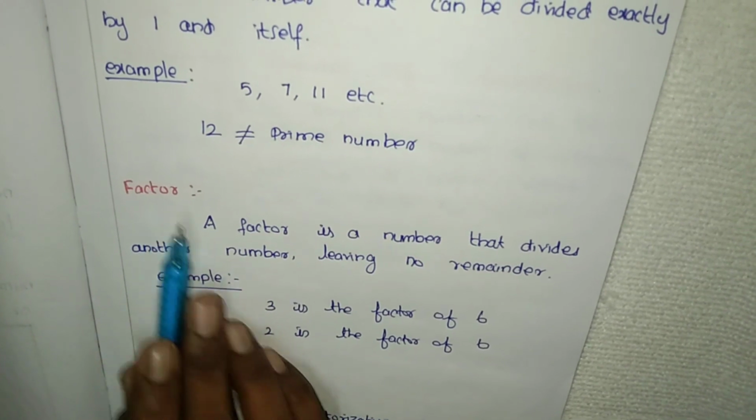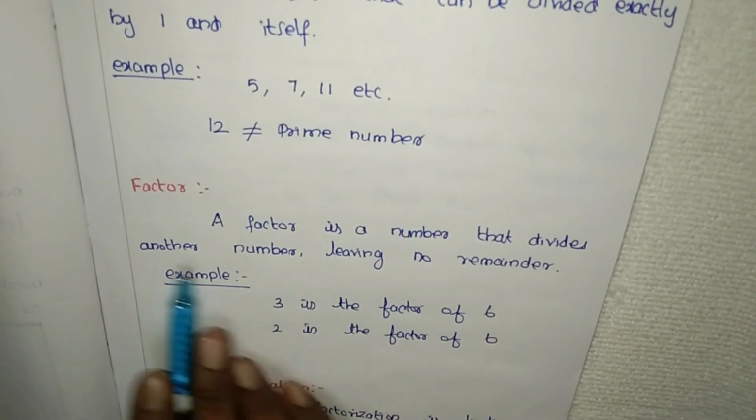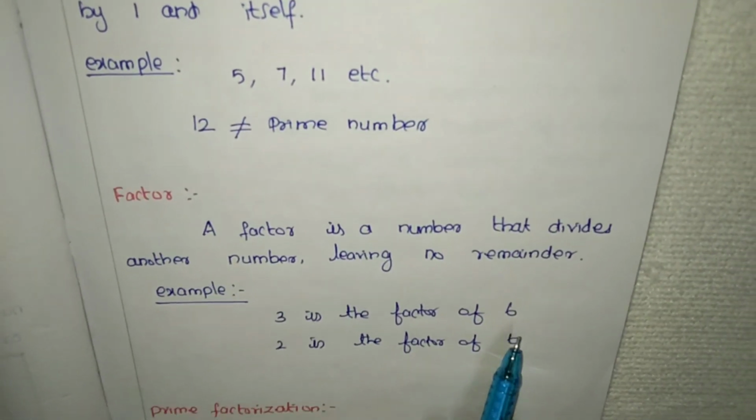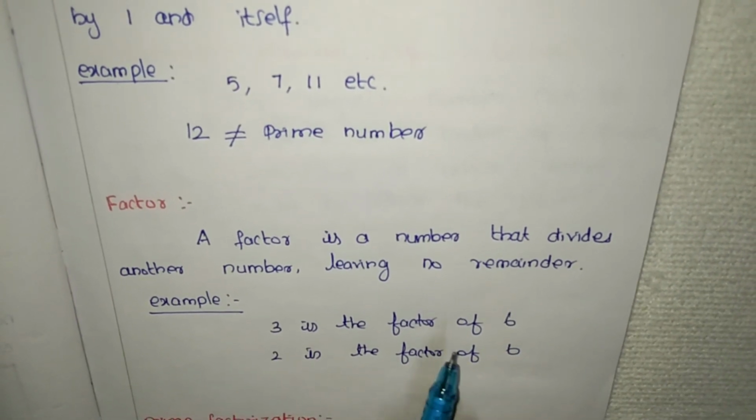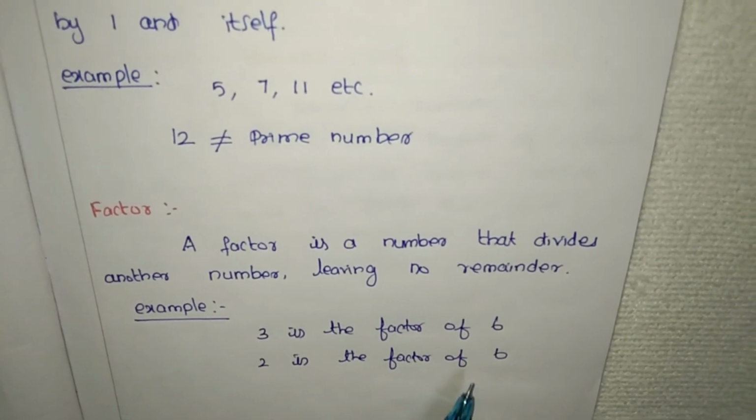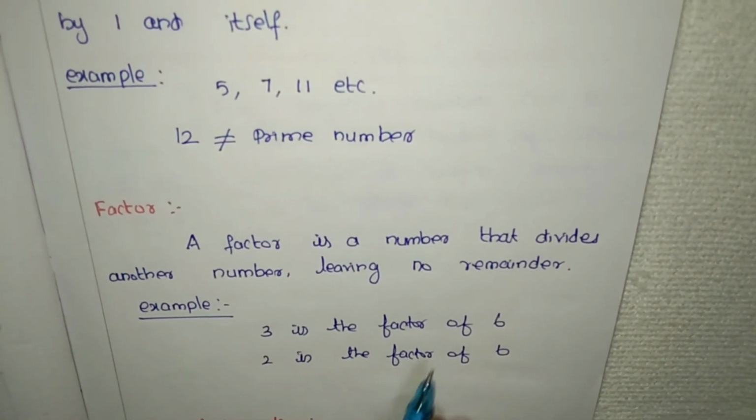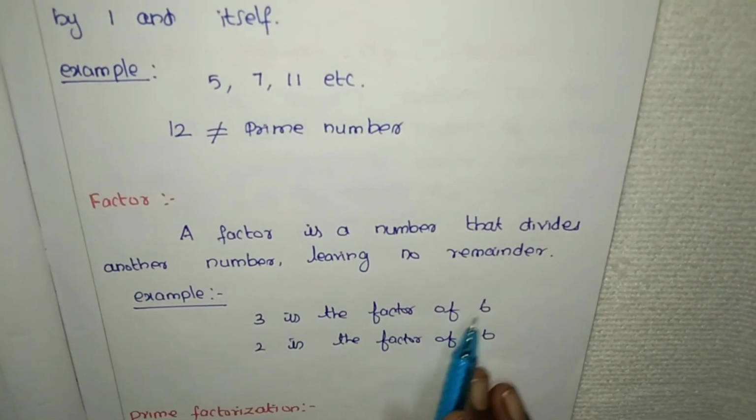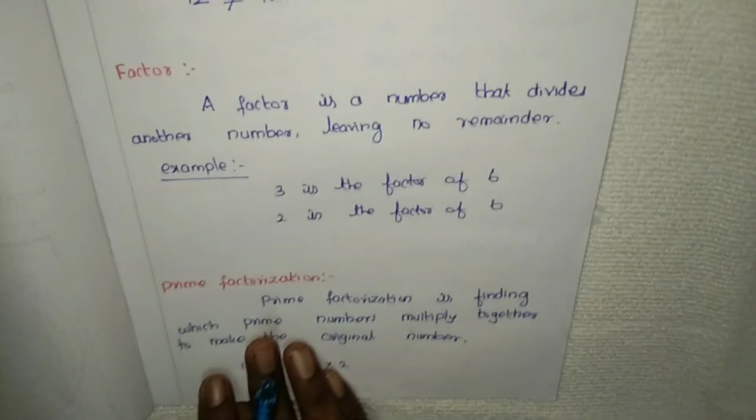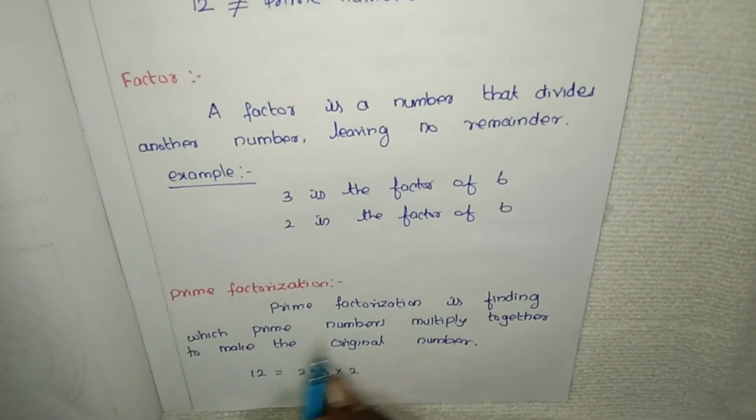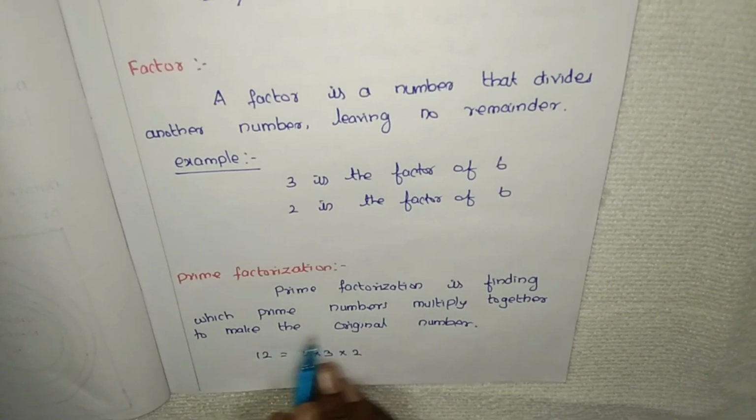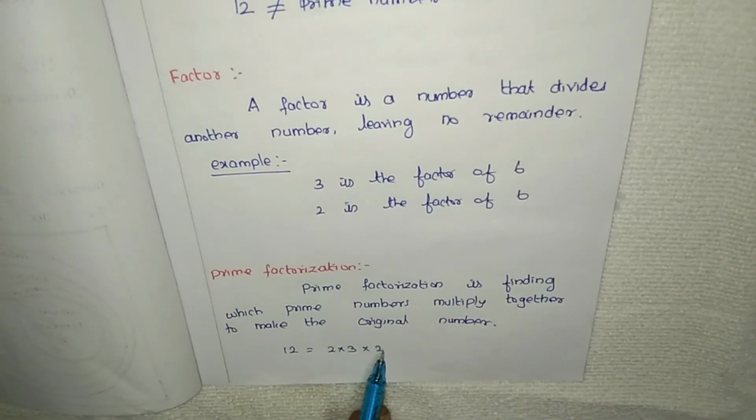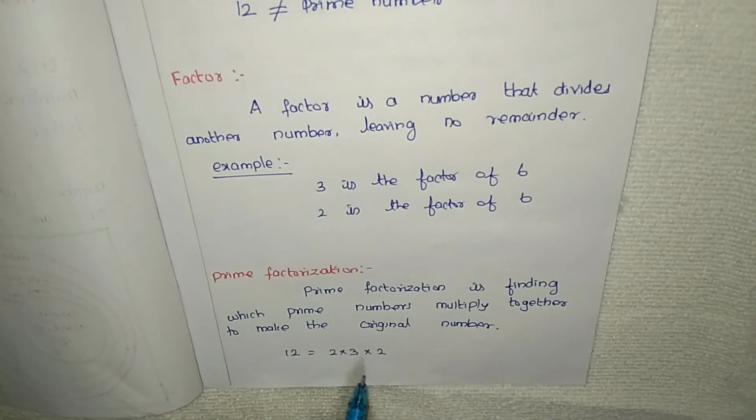Next one is a factor. A factor is a number that divides another number leaving no remainder. Example: 3 is a factor of 6. We can divide 6 by 3, we get no remainder. And if you divide 6 by 2, we get no remainder. So we can say 2 and 3 are factors of 6. Next, prime factorization. Prime factorization is finding prime numbers multiplied together to make the original number. 12 we can write as the product of these prime numbers: 2, 3 and 2.